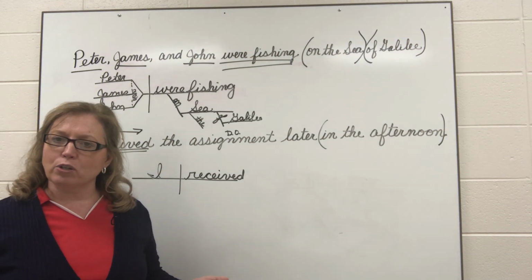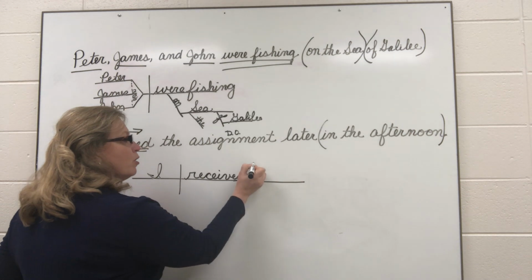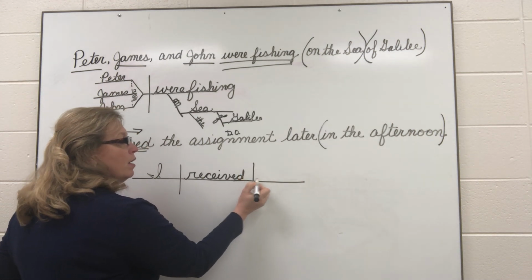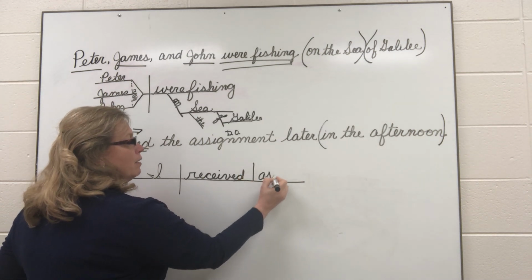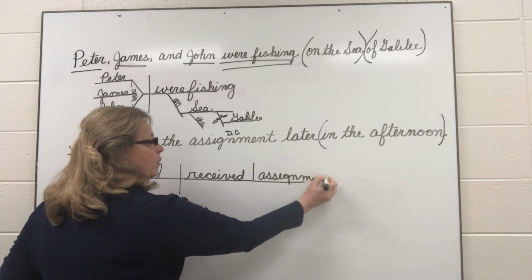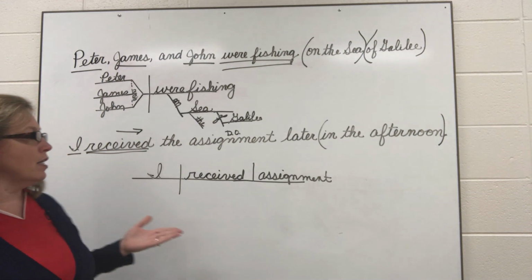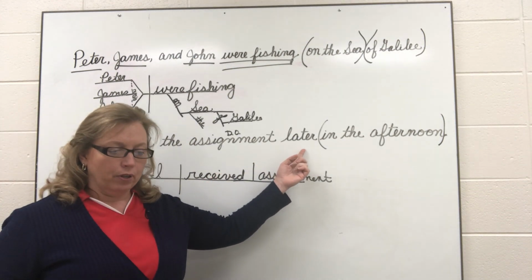How do I diagram the direct object? Think back, we already have done this. We're gonna put our line out here, we're gonna draw a line straight up and down, and we're gonna write assignment. Okay? Now, the next word in our sentence is later.